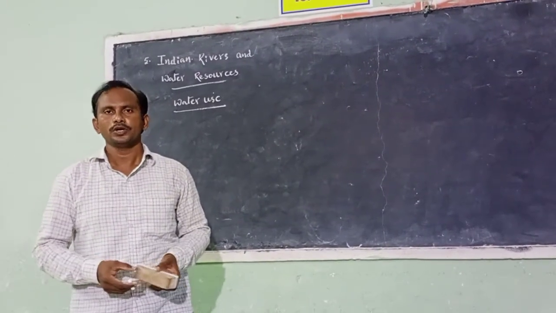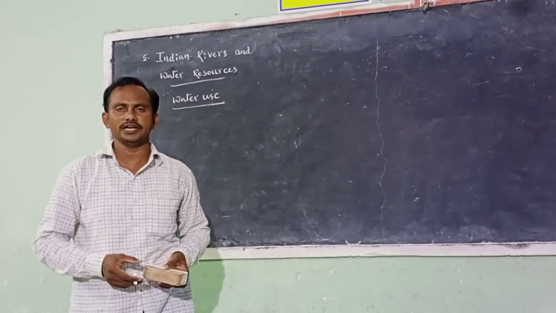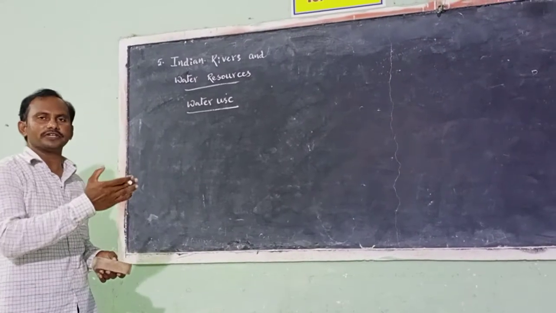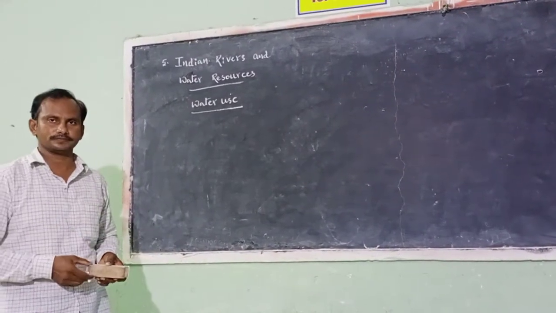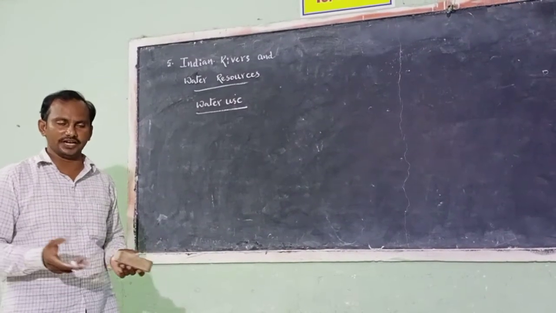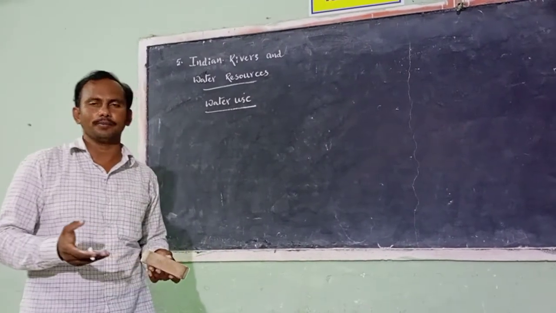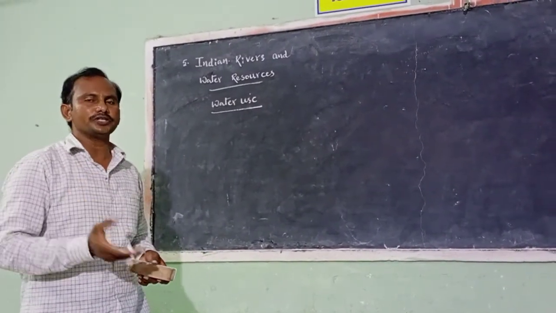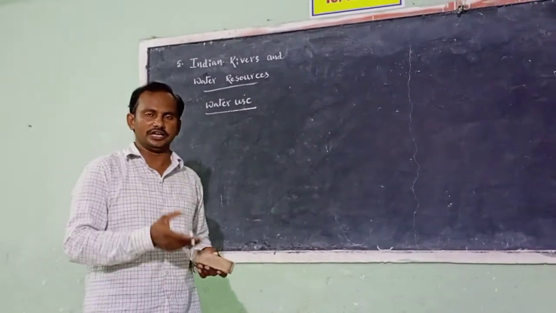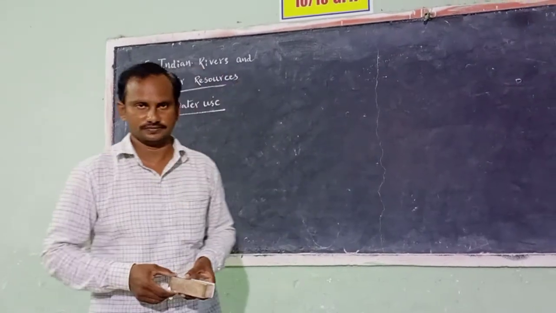For example, we are using water for the cultivation of crops. Generally, India is mainly an agricultural-based country, so for cultivation of crops, we use water. And we are also using water for domestic purposes like cleaning, washing, cooking and bathing. Water is also used for industrial purposes, to clean the chemicals and to clean the machines. We are also using the water in the industries.